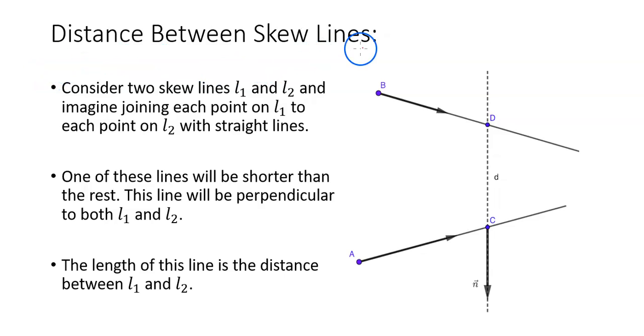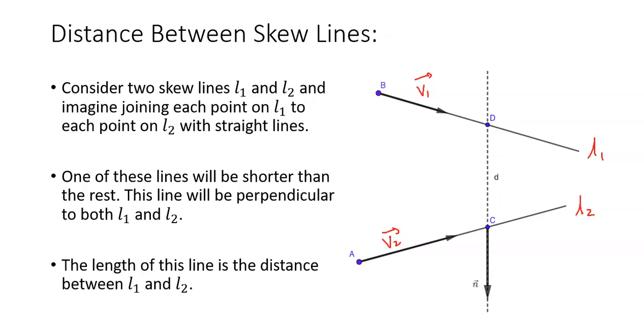The distance between skew lines. So consider two lines, say L1 and L2, with direction vectors V1 and V2. Now suppose they are skew, so that means that V1 is not a multiple of V2, and also the lines don't intersect with each other.